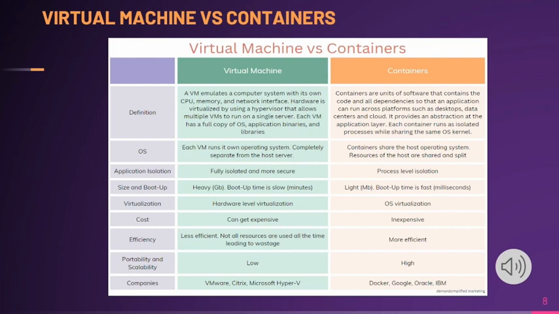For virtualization, a virtual machine has hardware-level virtualization. For the container, it is OS-level virtualization. For the cost, a virtual machine is expensive. A container is less expensive. We can see that virtual machines do not use all their resources all the time, leading to wastage. The container is more efficient.